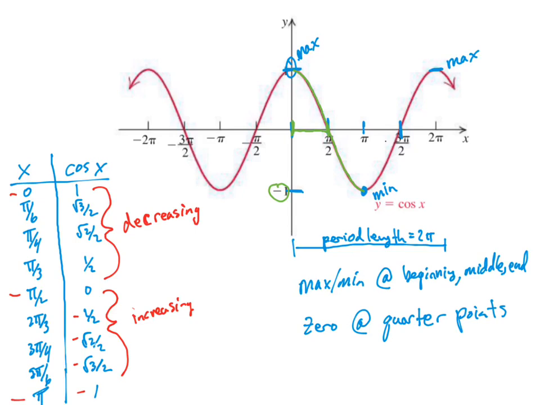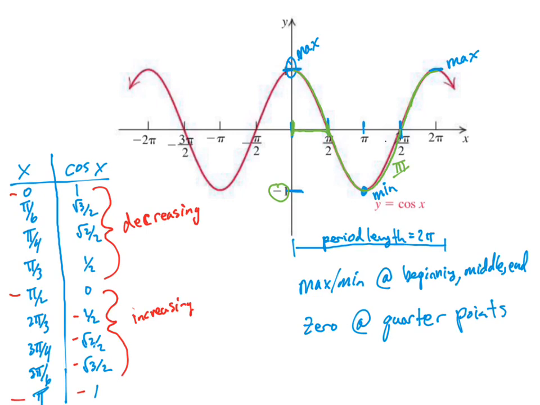If we were to continue on in quadrant 3 and quadrant 4, cosine would stay negative for quadrant 3, and then in quadrant 4, it would become positive and continue to increase. Okay? So again, it's kind of as though we're unwinding the unit circle to get this trig graph.